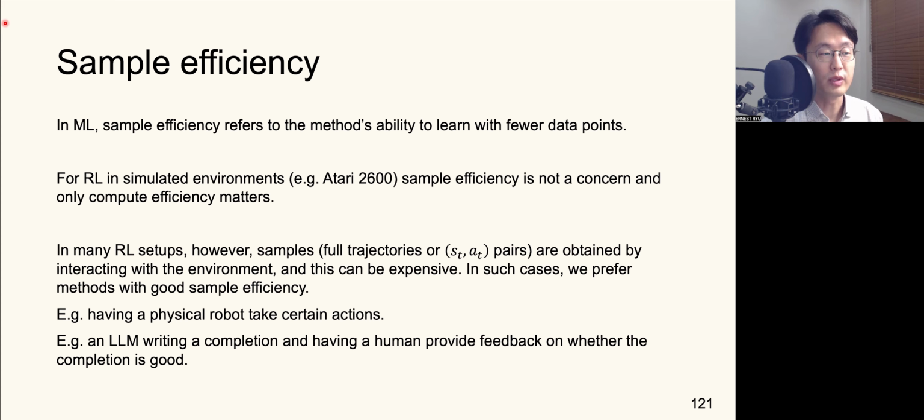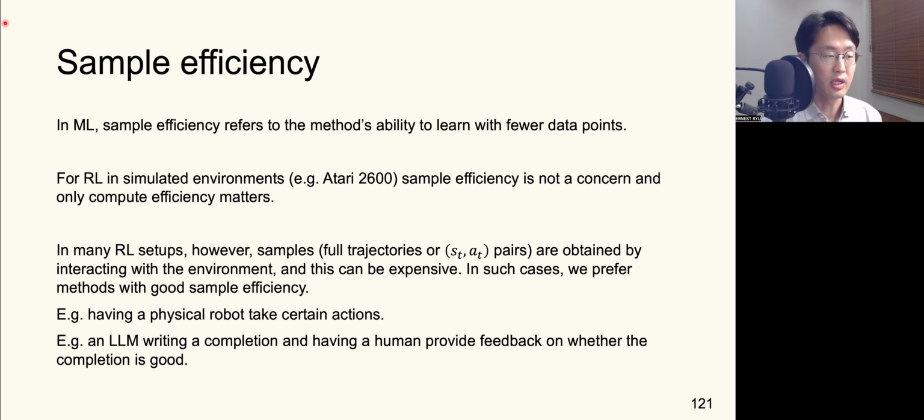In comparison, humans have very good sample efficiency. We can learn with just a handful of experiences, while in general, machine learning models require a lot of data to be able to learn a certain concept. But even among machine learning methods, some are more sample efficient, some are less sample efficient.